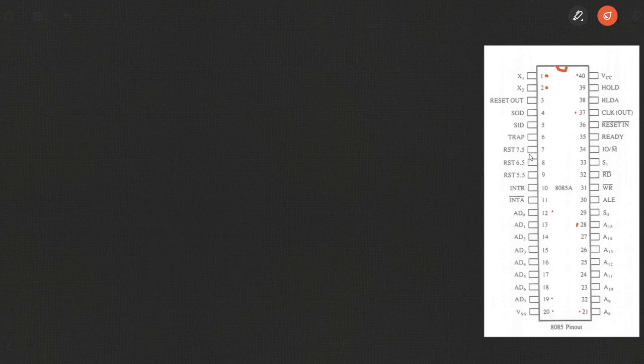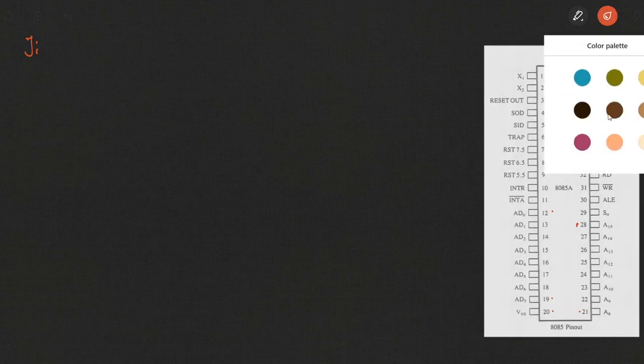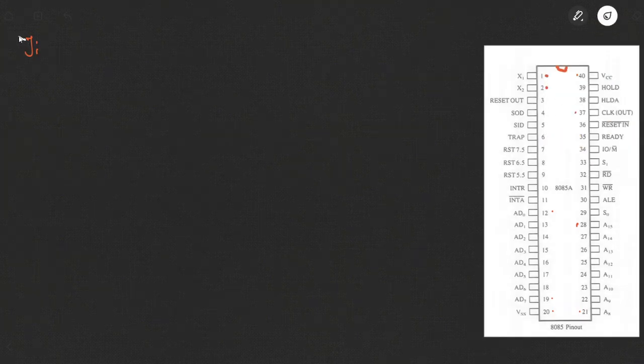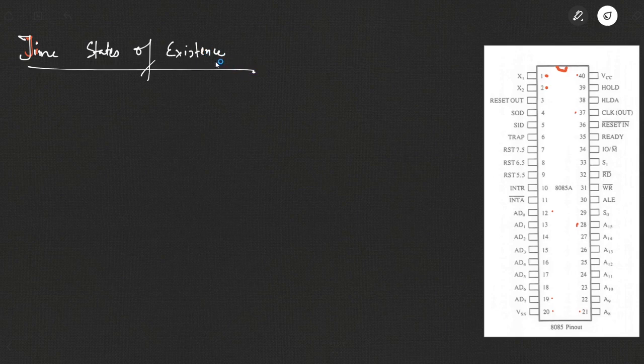So moving on, before we study other pins, we need to understand something. We'll be doing the timing diagram of the microprocessor in detail, and it will take a while before we grasp the entire timing diagram of the 8085 microprocessor. But here I want to explain to you the states of existence. There are 10 states of existence for a microprocessor in which it remains.